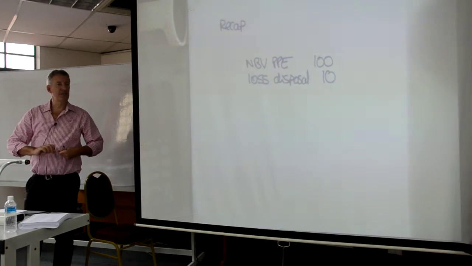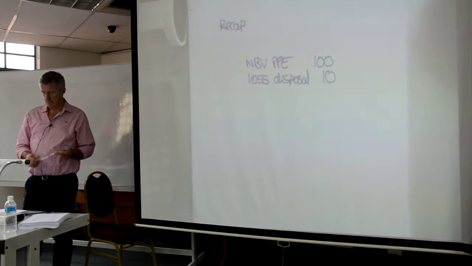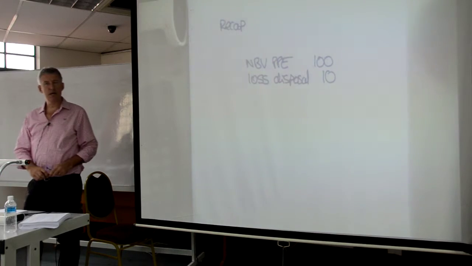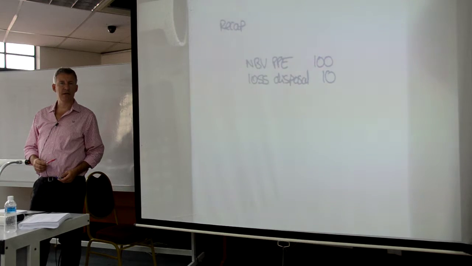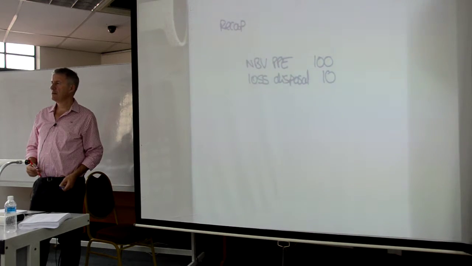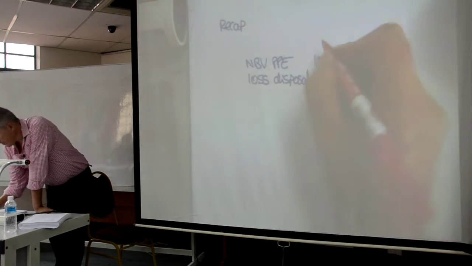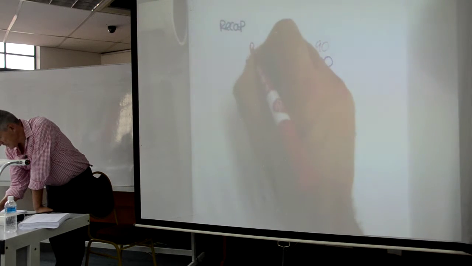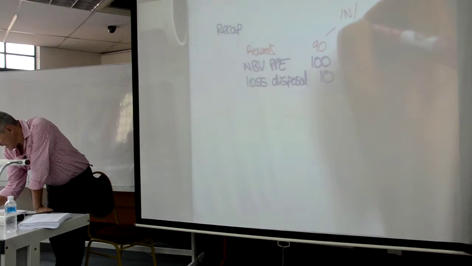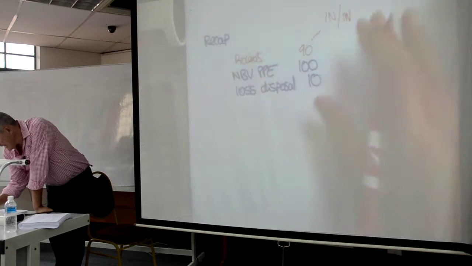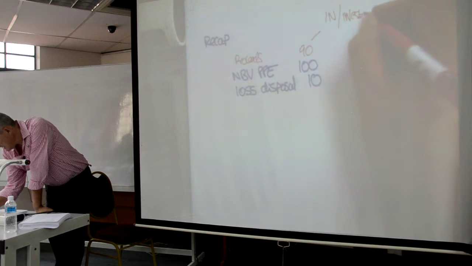Two marks available for this, by the way. What's the sale proceeds? 90. Yeah, thank you. You don't need a working for that, do you? Sale proceeds, cash in or cash out? In. Operating, investing or financing? Investing. So you've got here 90. That represents your proceeds. The 90 represents cash which is coming in as an investing activity. Easy peasy.